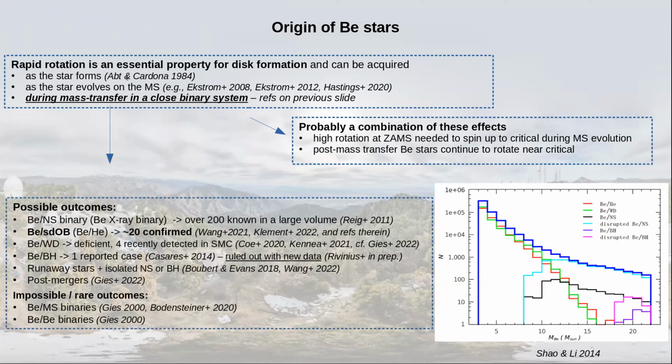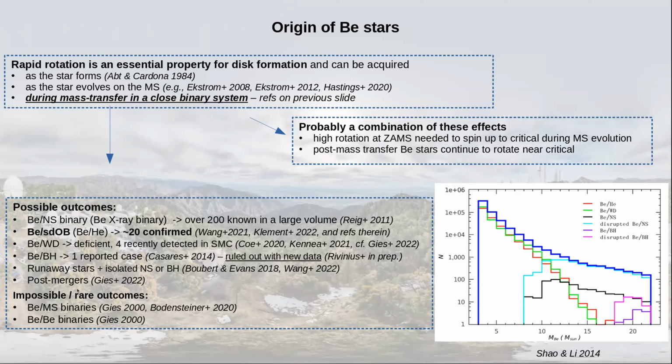If we consider only the mass transfer in closed binary systems, then the possible outcomes are BE stars with a neutron star companion. These are seen as BE X-ray binaries. Then we can see BE subdwarf binaries, also sometimes called BE star helium star binaries. This is what I will focus on here. There are about 20 confirmed at this point. BE white dwarf binaries are deficient, which is somewhat of a mystery. There's currently one reported case of a BE black hole binary, but it has been recently ruled out. This will come out soon.